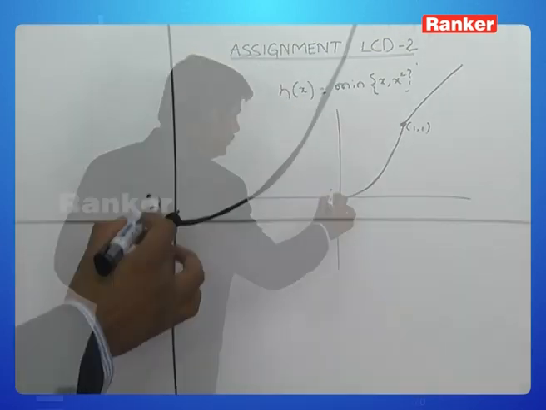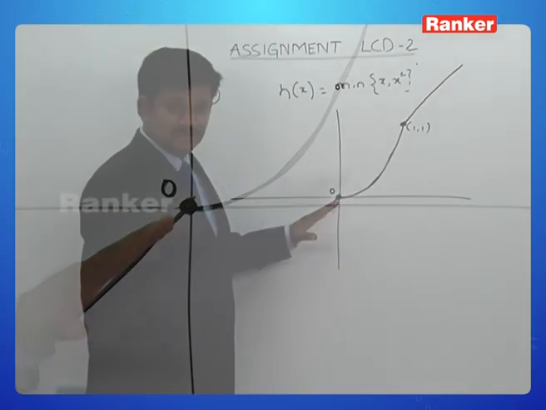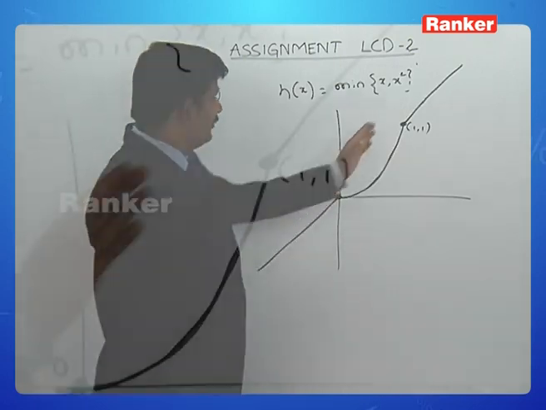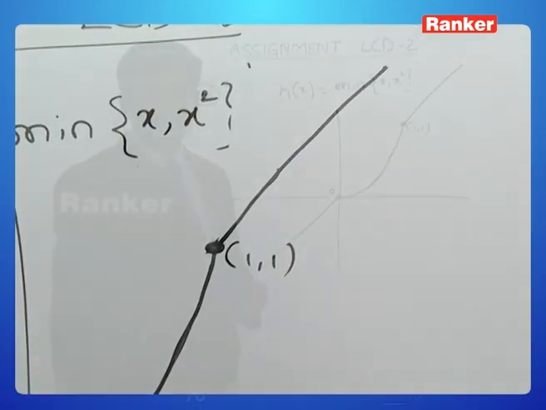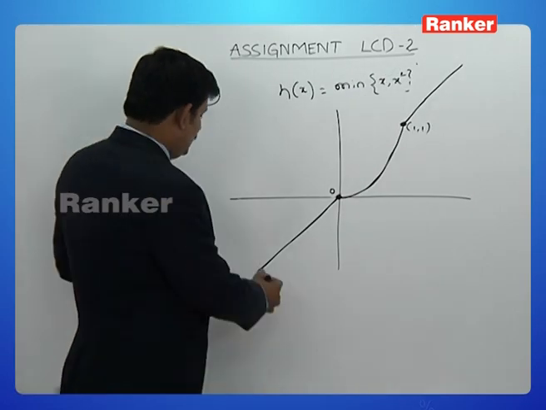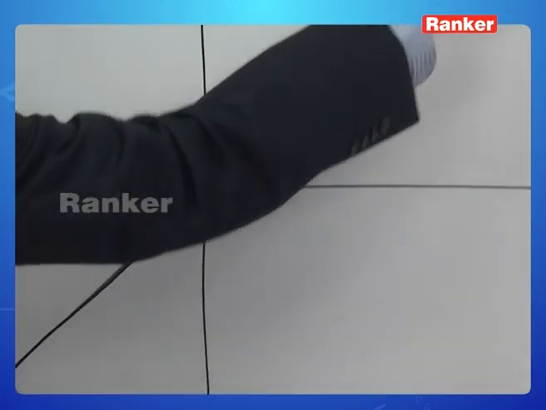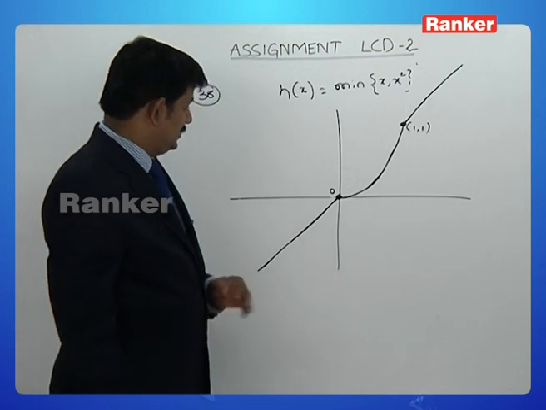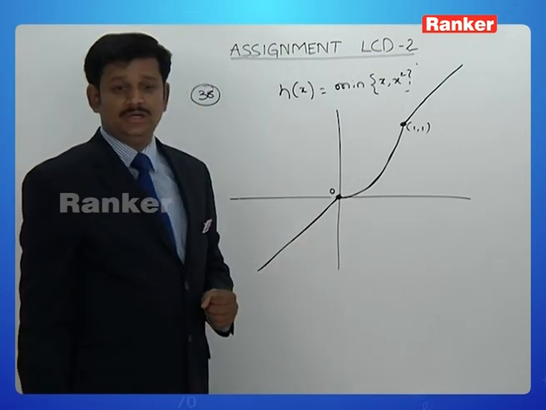From minus infinity to 0, h of x is x. From 0 to 1, h of x is x square. From 1 to infinity, h of x is again x. Now, we can see we can draw this graph without lifting the pen. So, we can simply say the function is continuous. The function is continuous at all points.